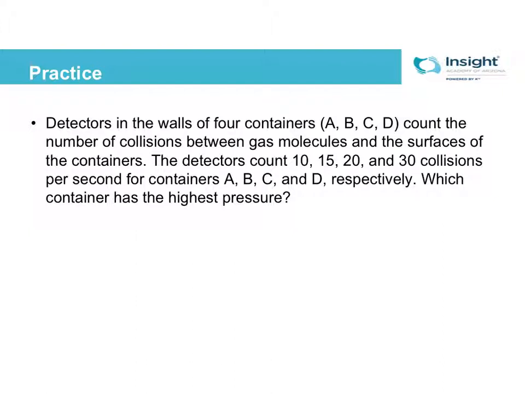So let's practice what you just learned there. Detectors in the walls of 4 containers, A, B, C, and D, count the number of collisions between gas molecules and the surfaces of the containers. The detectors count 10, 15, 20, and 30 collisions per containers A, B, C, and D, respectively. All right, so what that means is A has 10 hits, B has 15, C has 20, and D has 30. So which container has the highest pressure? A, B, C, or D? All right, if you remember from our definitions on the other slide, more hits means more pressure, so D has the highest pressure.